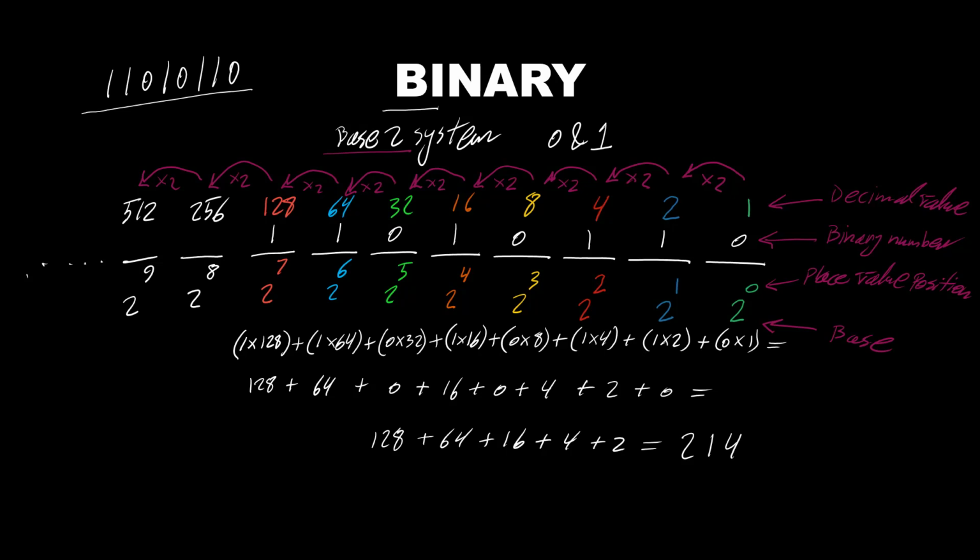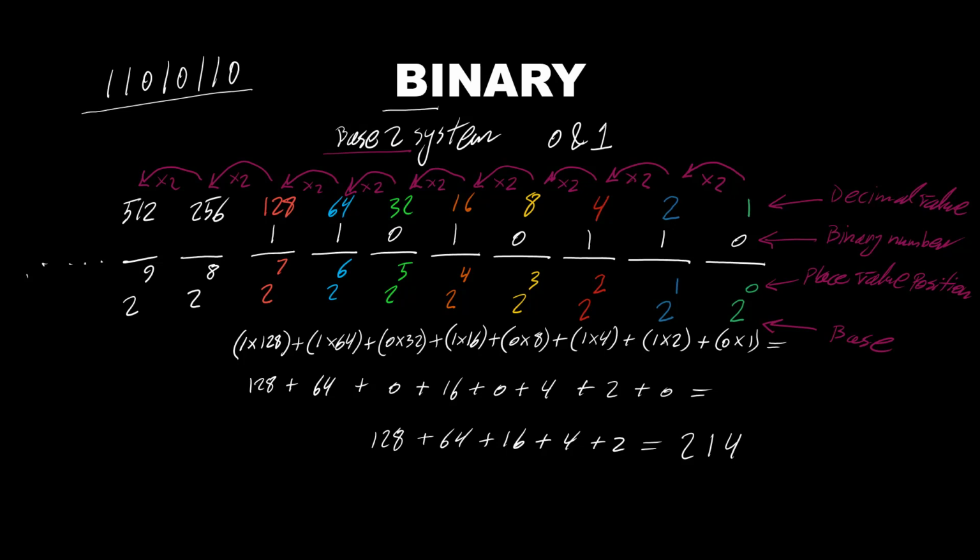So if I put it in simple words, basically we just need to add the ones that are already being turned on. In this case, 128 turned on, 64 turned on, 16 turned on, 4 turned on, and 2 turned on. 1 means on and 0 means off. So we just need to add the ones that are turned on. In this case, 128 plus 64 plus 16 plus 4 plus 2 gives us 214. So this binary number is equivalent to 214 in decimal number system.